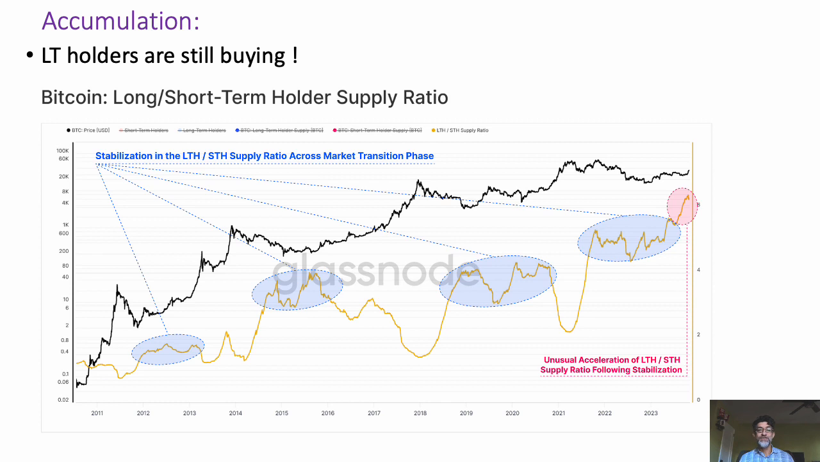Long-term holders are still buying. And this chart here is showing the ratio of long-term holder supply divided by short-term holder supply. Excuse me, I'm losing my voice. And again, it's shown that long-term holders are accumulating and refusing to sell.